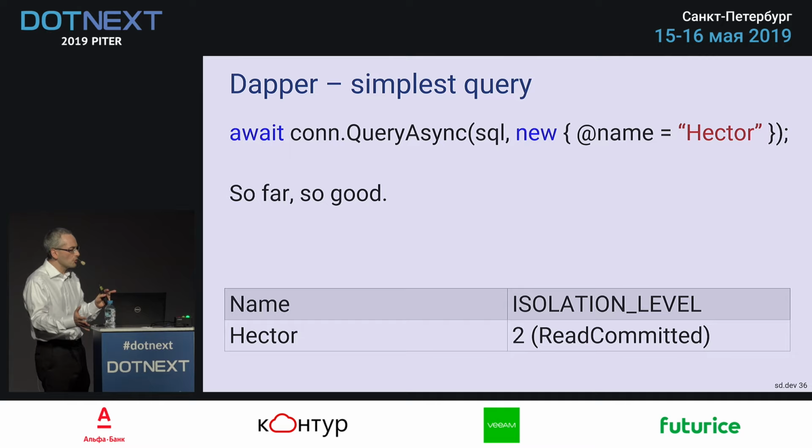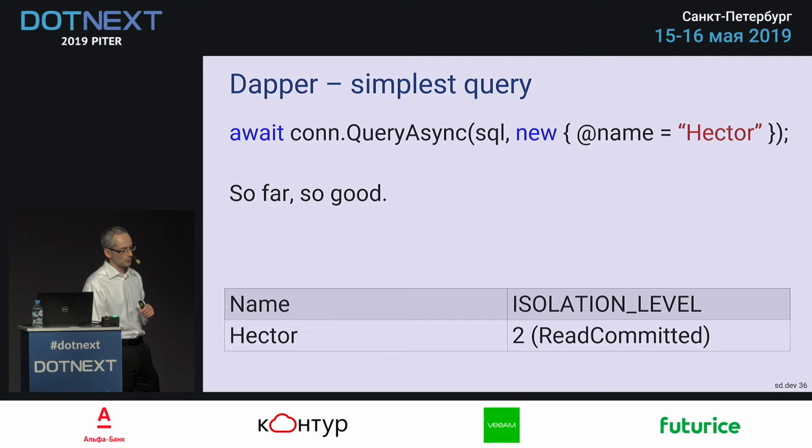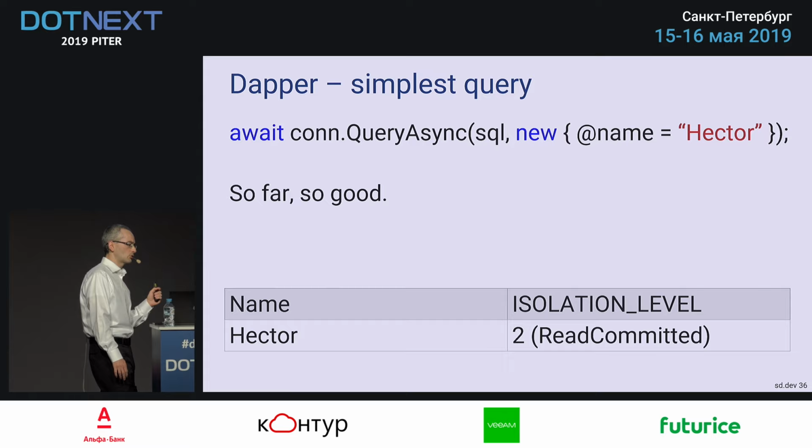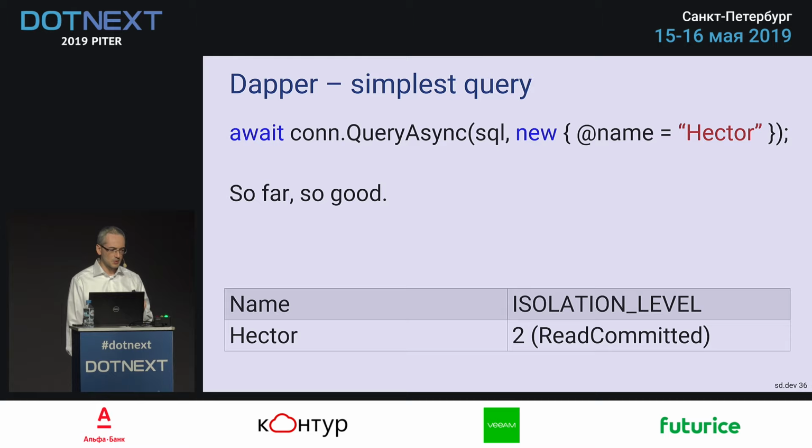So armed with this simple query, you'll send this query to Dapper using the most simplistic Dapper access method, connection.QueryAsync. So we send that SQL from the previous slide into this method, and we provide the parameterized value for our name parameter. So here I'm providing Hector. And we execute it, we run it, and it runs. And the name returned is Hector, as we expected, and the isolation level is 2, which means that it's read committed. So far, so good. It's doing exactly what we expected it to do.